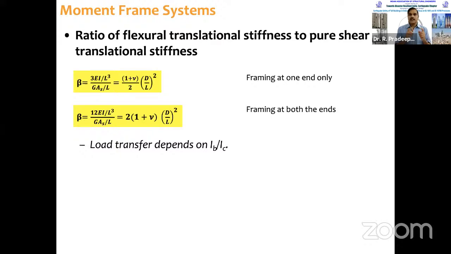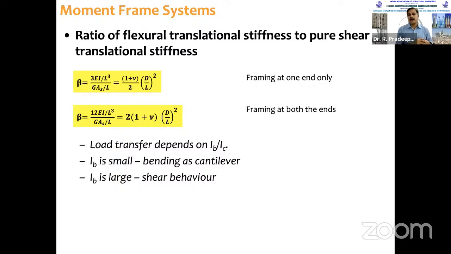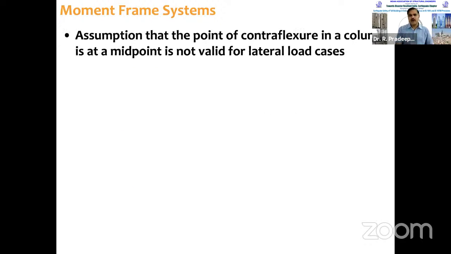So load transfer in this structure depends on the IB by IC ratio. If IB is small, that means the building will behave like a cantilever, and if IB is large, shear behavior comes into the picture. Now, what happens if it is cantilever? What happens if it is shear behavior? This is a very important thing which we need to understand.